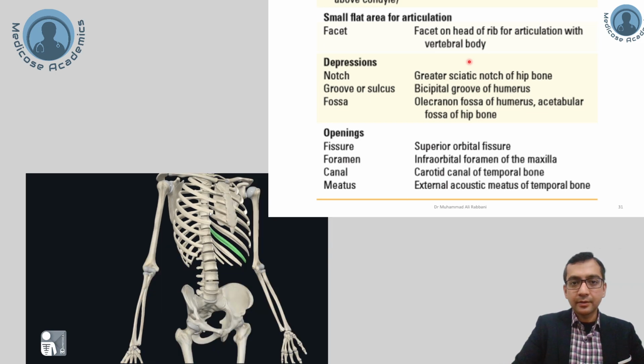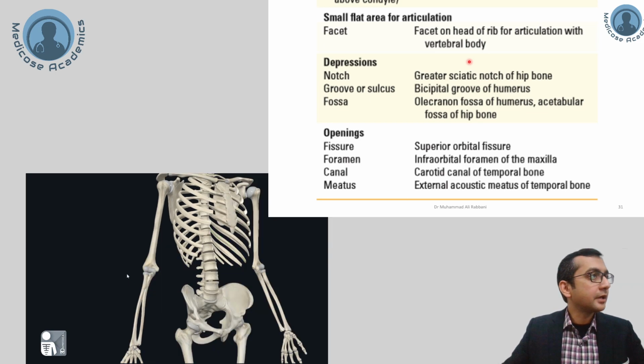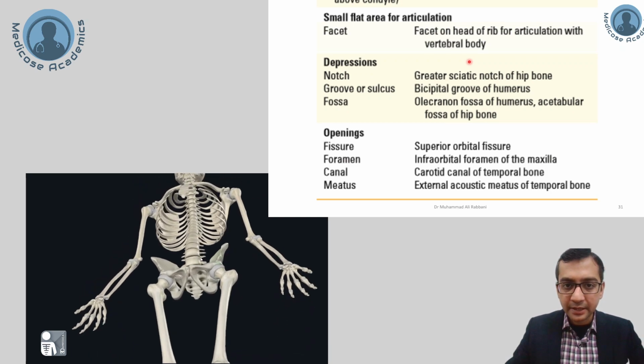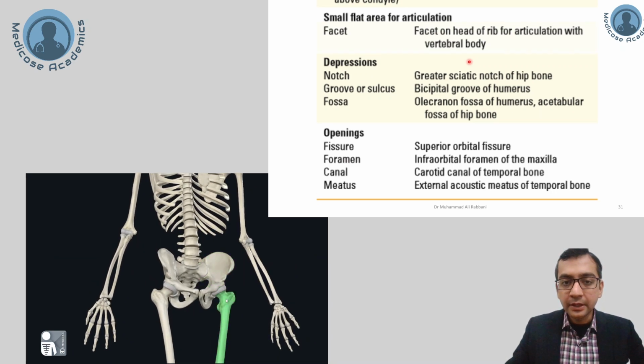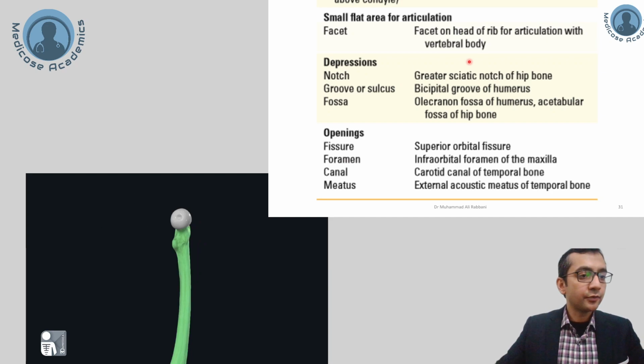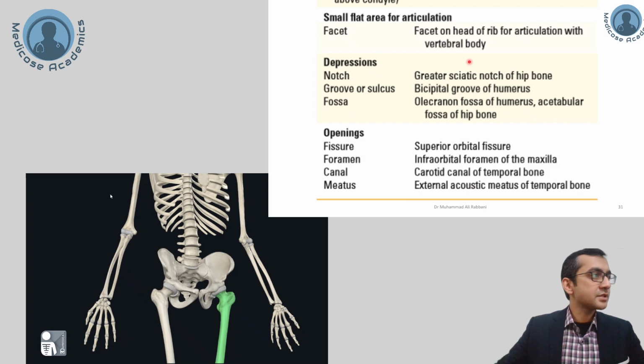Fossa, a dip, a gap. This whole part is called iliac fossa. It's like a cup shape. If you look at the femur, this is a depression, this is a fossa of the head of femur. These are fossa.